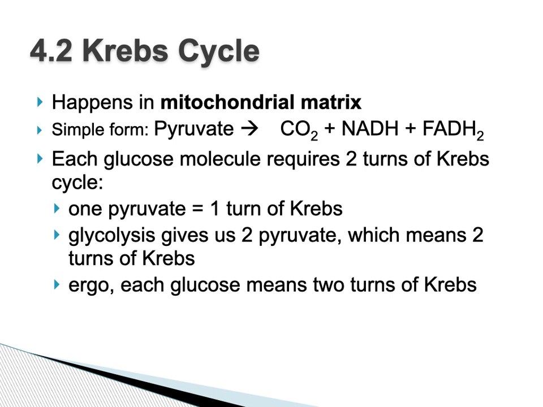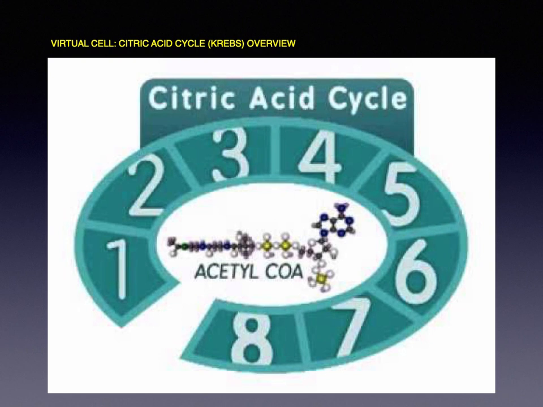Each glucose molecule requires 2 turns of the Krebs cycle. You're going to put 1 pyruvate in, and you get 1 turn. We have 2 pyruvates left at the end of glycolysis, which means 2 turns. Ergo, each glucose, 2 turns of Krebs. There's another video embedded, which you can watch on your own time.